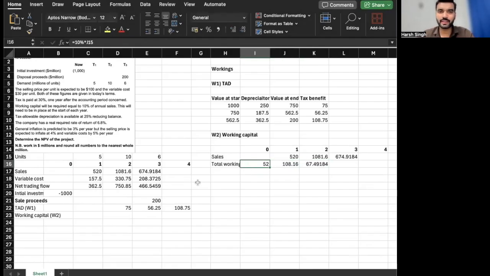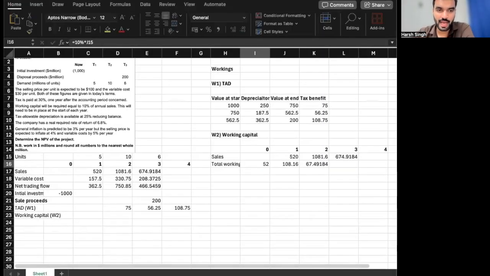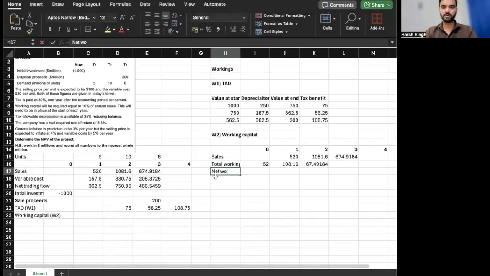Now, we can say one thing. 10% of annual sales, this will need to be placed at the start of each year, everyone. So what is the total working capital required in each year? Let's place it. If you want, you can place it in that year, because see, this is not the important part. Important part is what is the difference which is required. So now I'll put down what is the net working capital which is required.